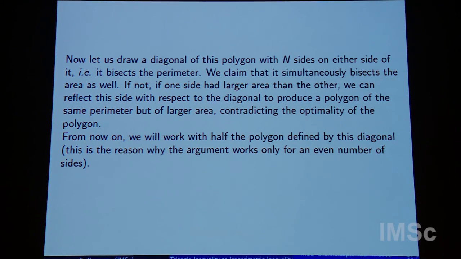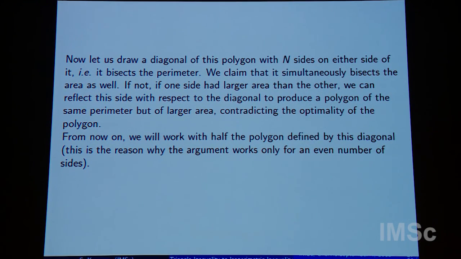Now let me draw, there are 2n sides. This is why I am taking 2n now. We have 2n sides. So let me draw a diagonal of this polygon so that there are n sides on one side, n sides on the other. So the perimeter has been bisected because it is now an equilateral polygon. All the sides are equal. I have n on one side, I have n on the other. So the total length on either side is the same, and so I have bisected the perimeter.